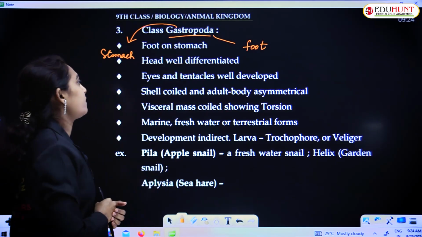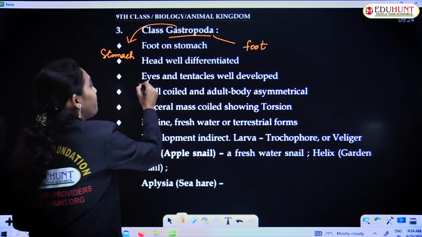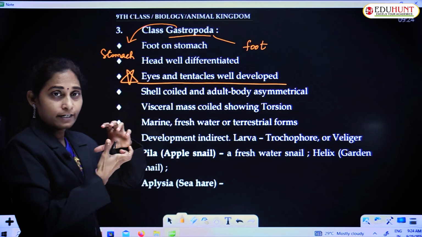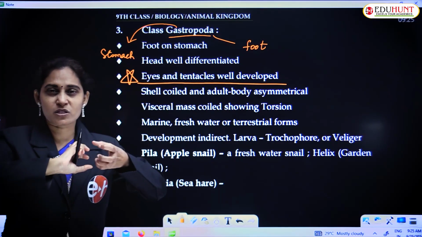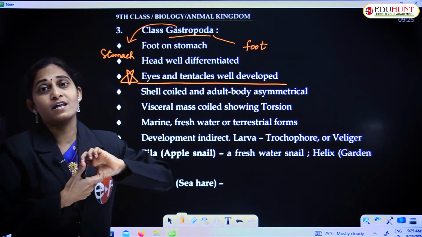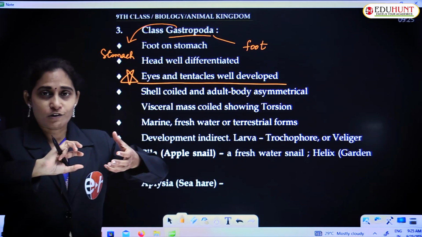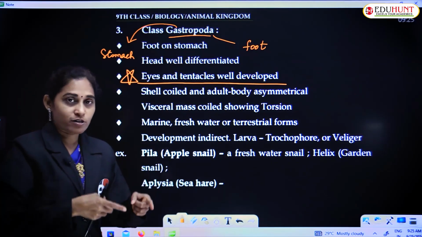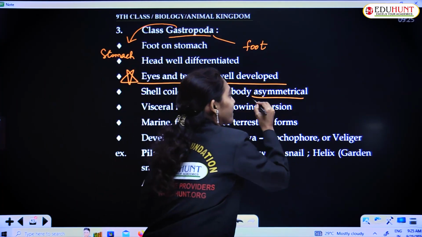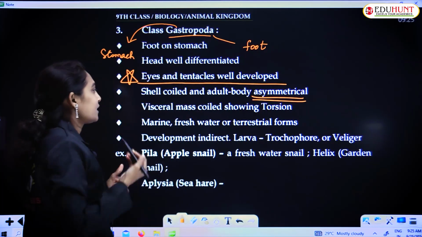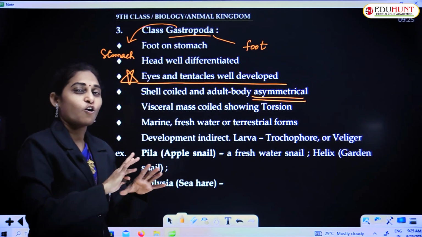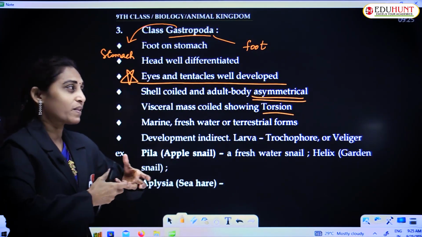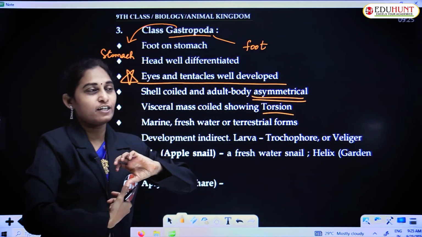Head is well differentiated, and eyes and tentacles are very well developed. Shell is coiled and the adult body becomes asymmetrical because of the coiling of the shell. This coiling or twisting of the body is known as torsion. Because of this torsion, the body becomes asymmetrical in the adults. Visceral mass is coiled, and the coiling is known as torsion.